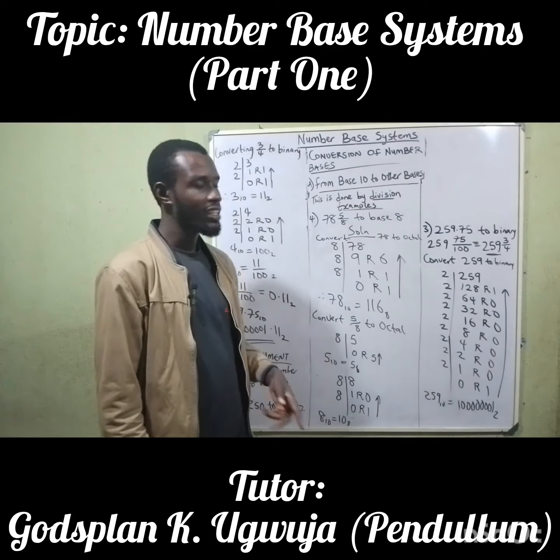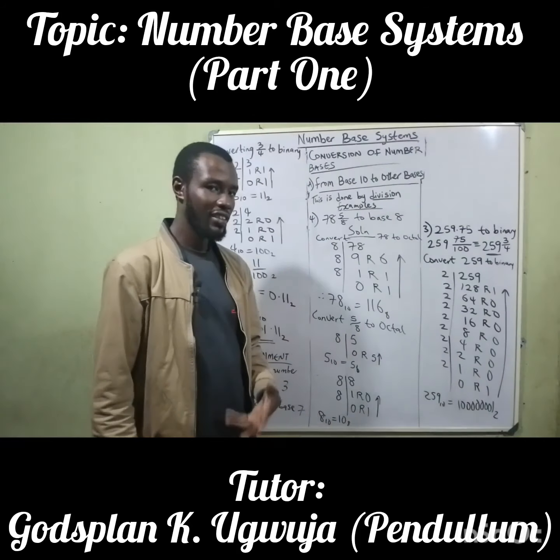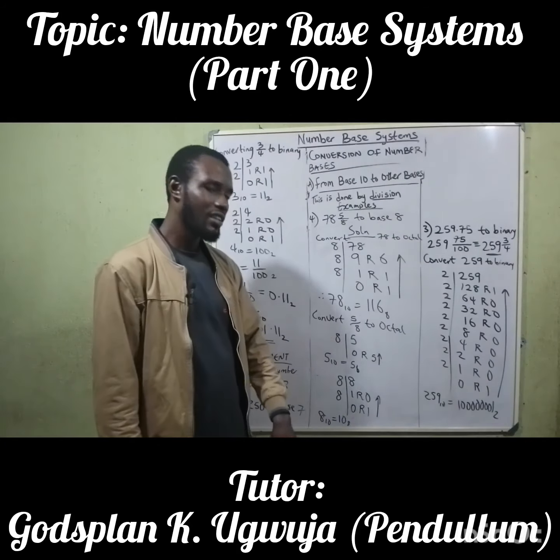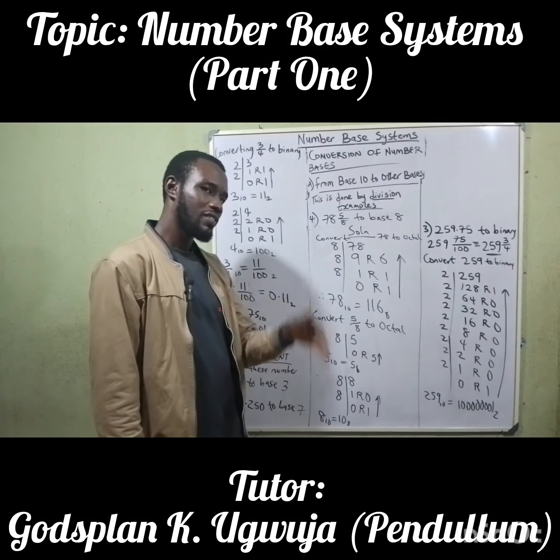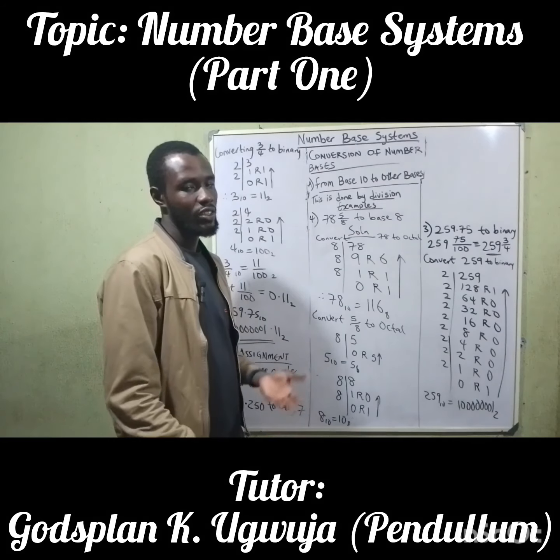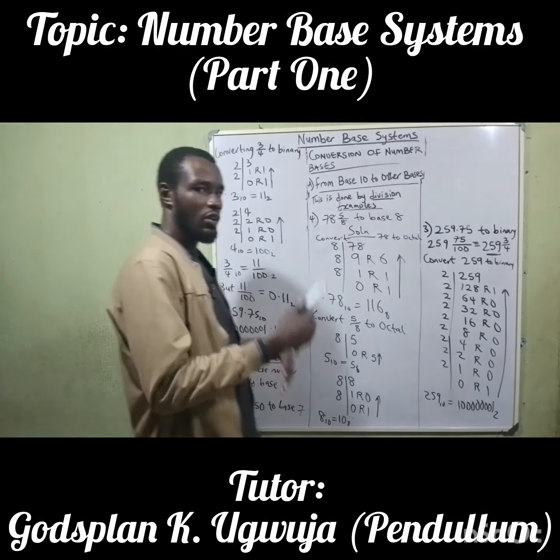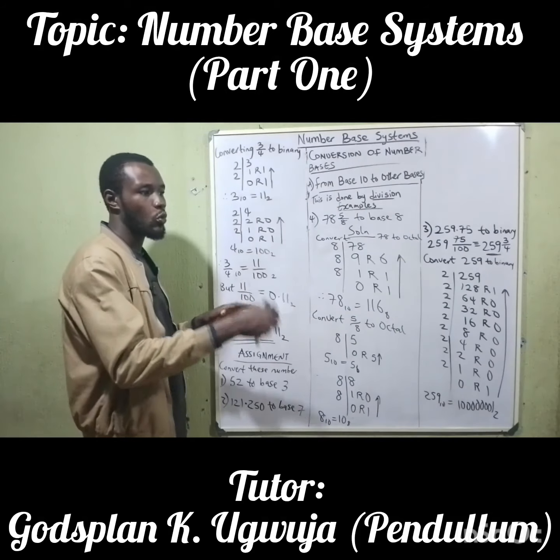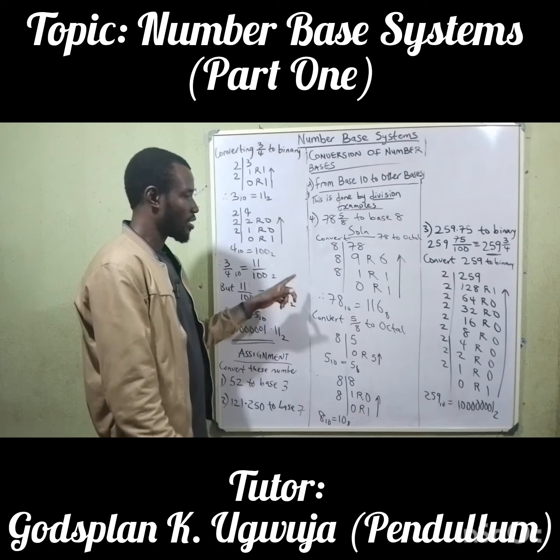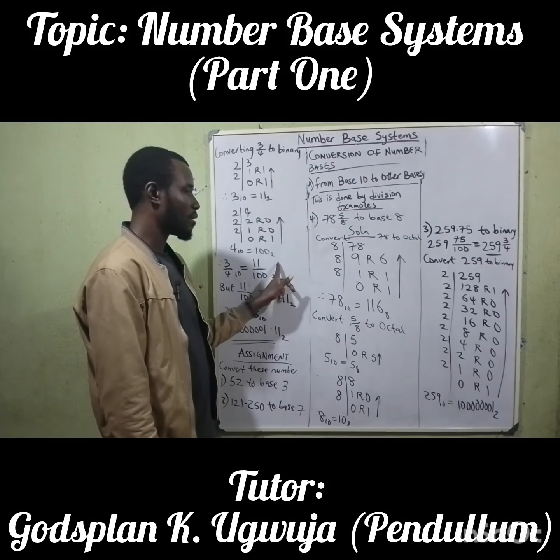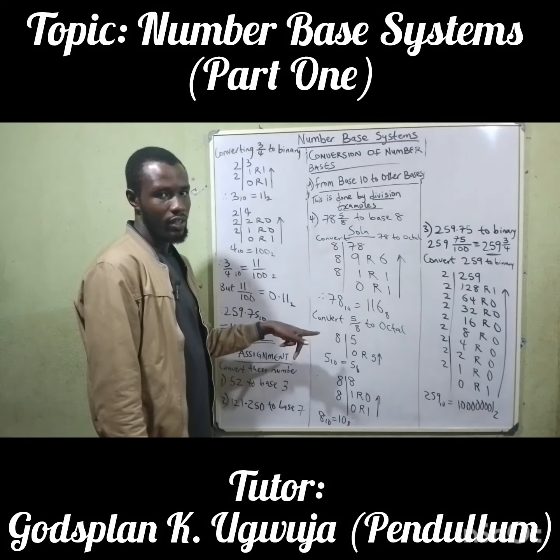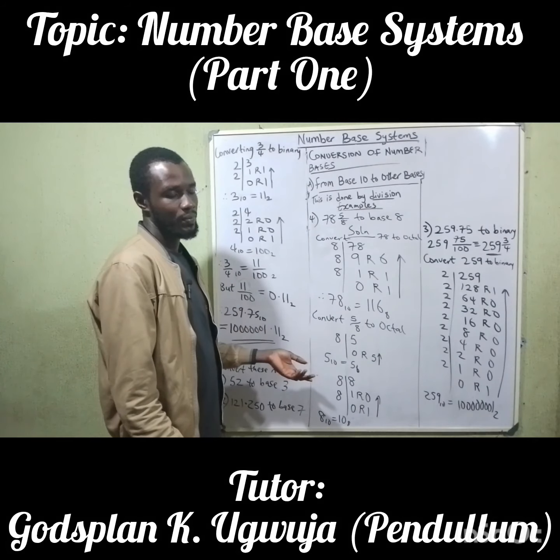6 in base 6 is 10. 5 in base 5 is 10. 8 in base 8 is 10. 9 in base 9 is 10. 16 in base 16 is 10. So just have that knowledge in your head. When you're converting a number to the same base, if I say you convert 2 to binary, it is 10.